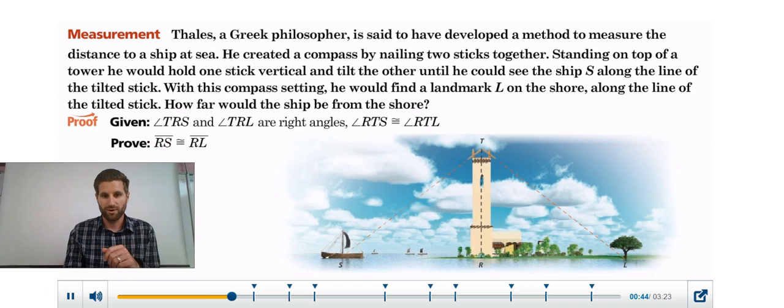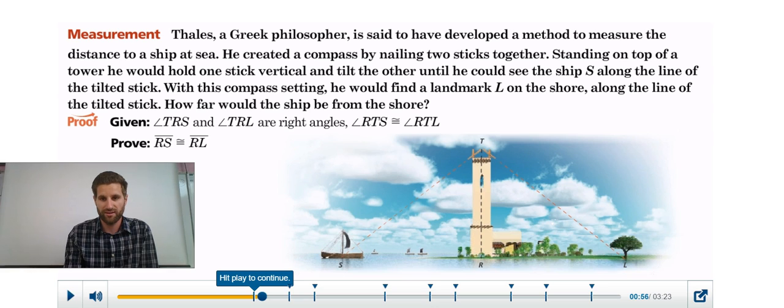Okay, so we're given a couple pieces. We want to find how far the ship is from the shore, so we want to show that RS and RL are the same. Okay, so we can do this. So we're given a couple things. We know that on the tower, we're going to get right angles. So there's going to be right angles in here.